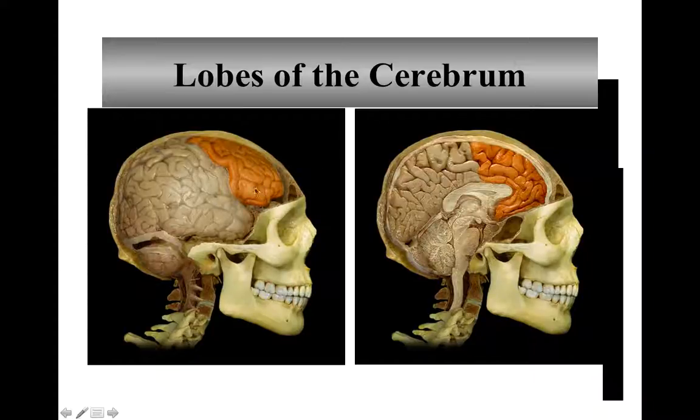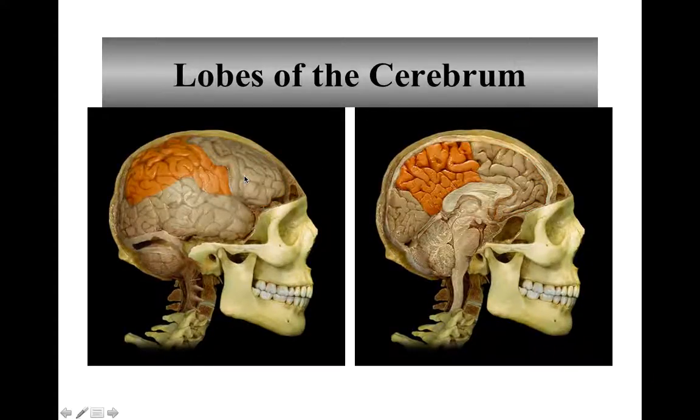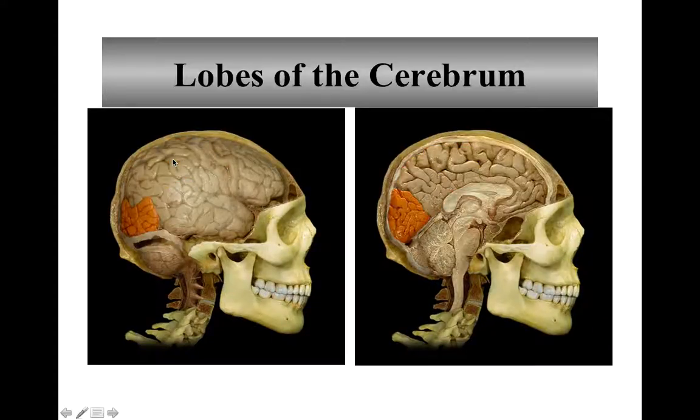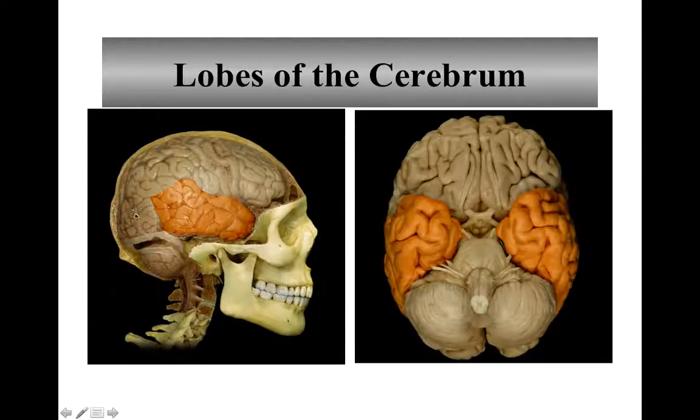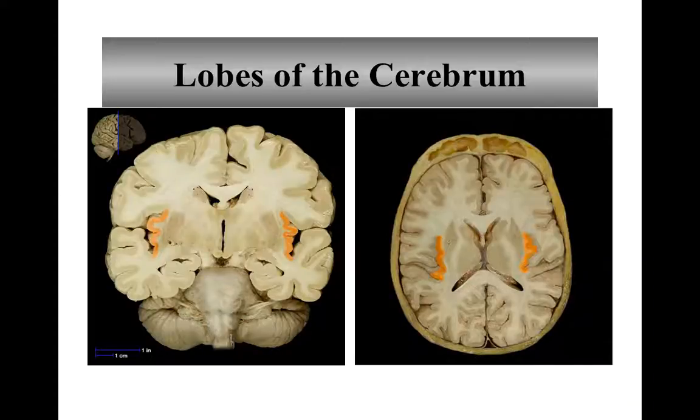Okay, here's that frontal lobe, parietal lobes, occipital lobe, and that temporal lobe. Okay, and there's the insula.